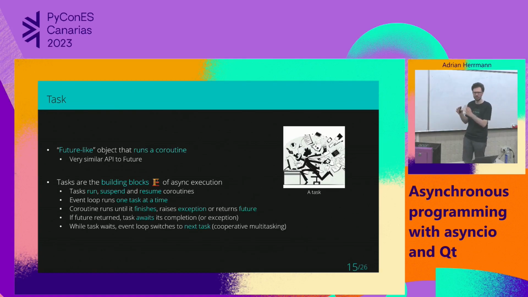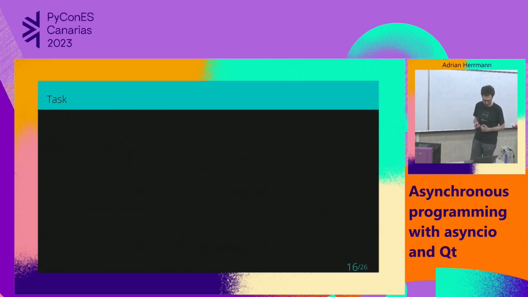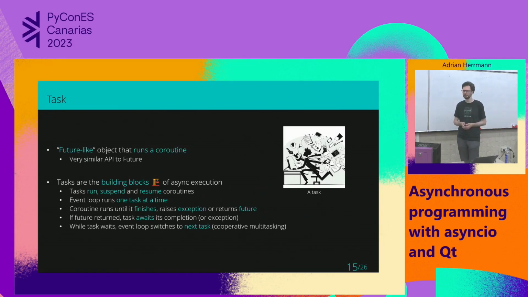The task class represents one task that we run inside the event loop, one at a time. It runs a coroutine until it either finishes, raises some exception, or returns a future. If our coroutine returns a future, the task is going to await its completion. And that's the signal for the event loop to say, okay, we yield the execution of this task, we can move on to another task. At some point, our future will have a result set. And at this point, we know we can come back to this task and resume the execution. And that is the cooperative multitasking.